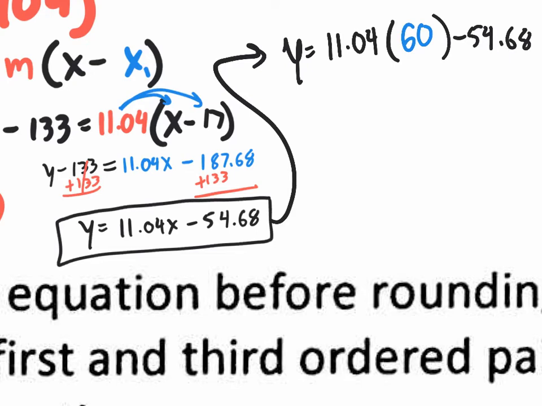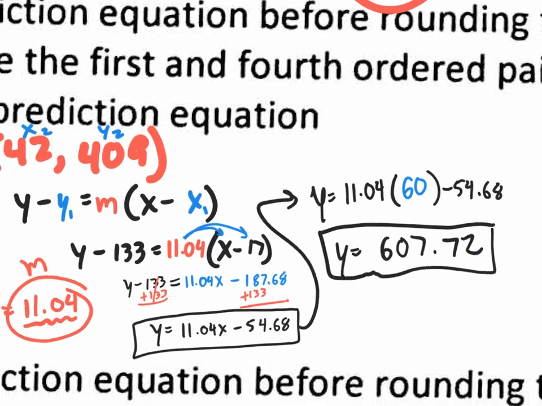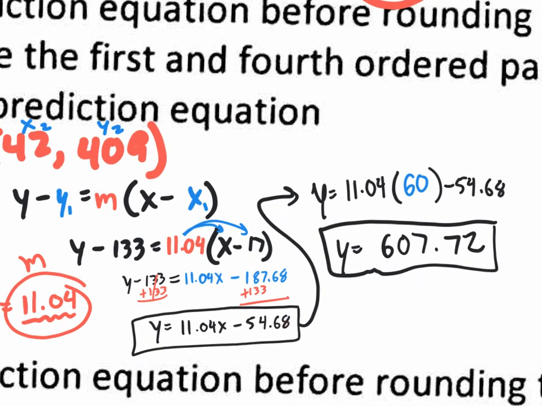So with the calculator, go ahead and do 60 times 11.04, hit equal, and then subtract 54.68 to give me a final answer for my output. So we have 607.72. So this would be your output for the given input. So in addition, on your multiple choice, they're going to give you this equation, and you might have two of these with different missing output values. So of course, you need the right equation and the right output on that multiple choice question.